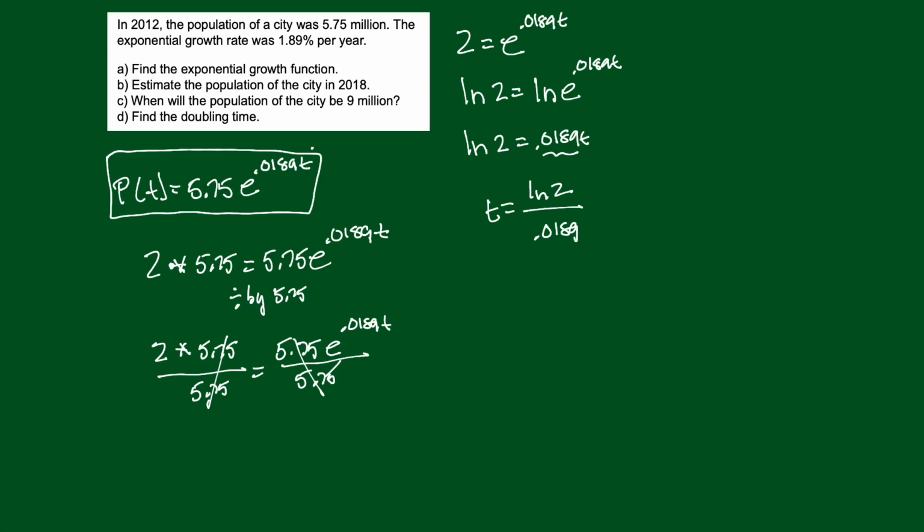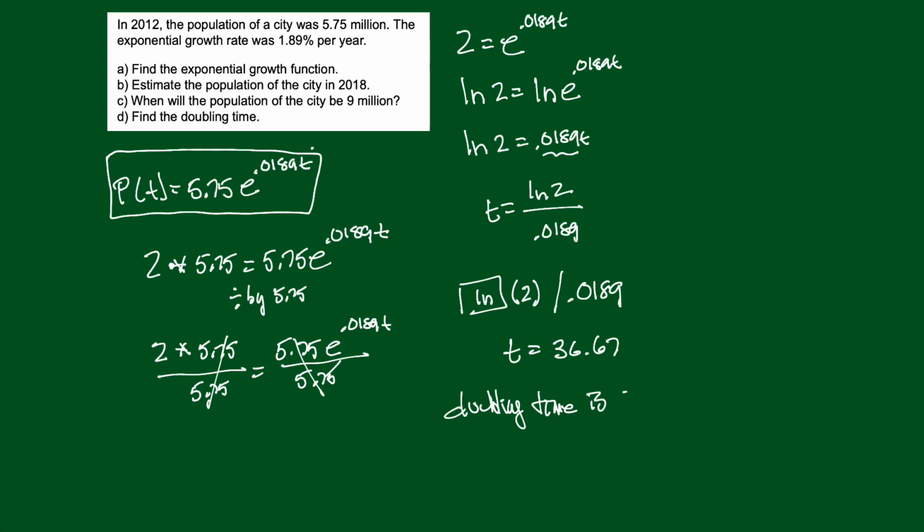So let's do that on our calculator. I'm going to press the ln key, I get a parentheses and a 2. Divide by 0.0189. And I got t equal to 36 point, maybe 6-7 years. All right, so the doubling time for our situation here is 36.67 years.